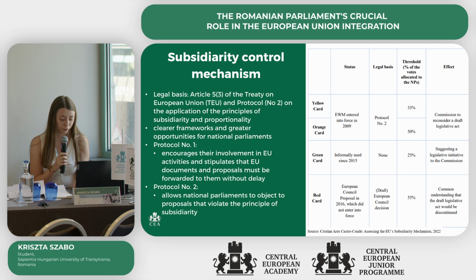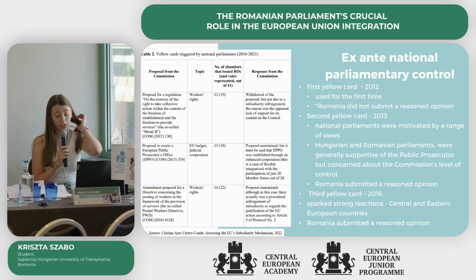Yes. And now I would like to talk about the ex-ante national parliamentary control. Under the early warning procedure, national parliaments or any chamber of a national parliament have 8 weeks from the date the draft legislative act is forwarded to submit a reasoned opinion to the President of the European Parliament, the Council, and the European Commission. This opinion must explain why the draft does not comply with the principle of subsidiarity.